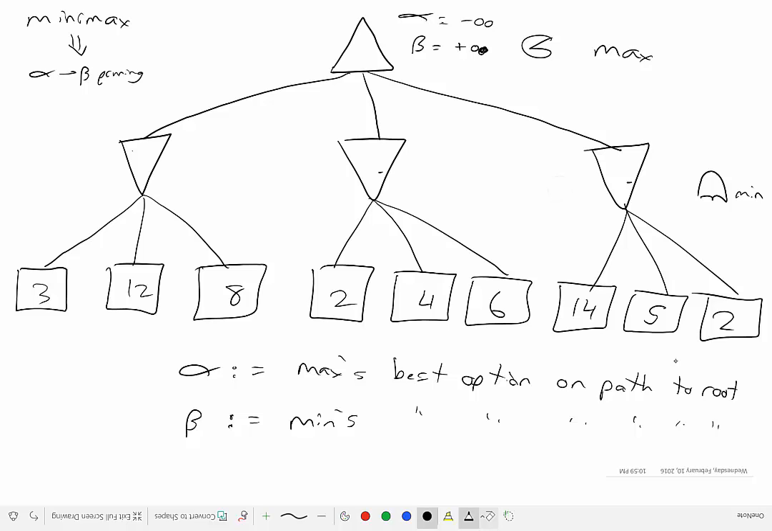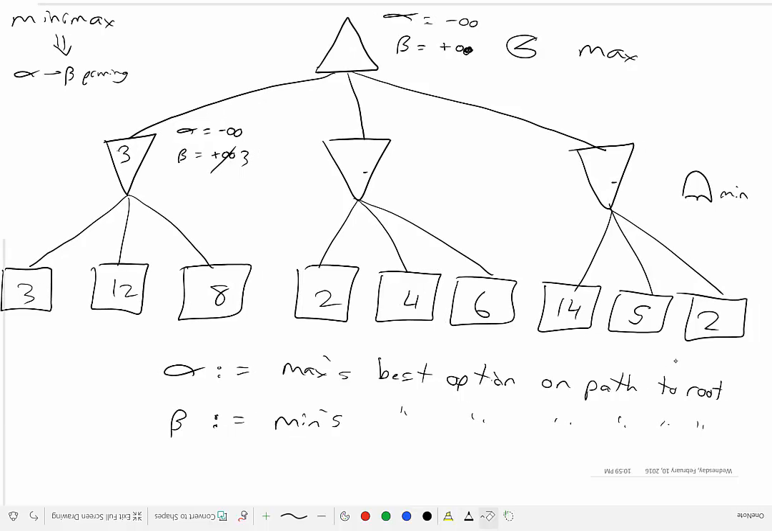Okay. So now we search to the left and we pass down the values of alpha and beta. So alpha is minus infinity and beta is plus infinity. Now we're at the min layer. You only update alpha if you're at the max layer and you only update beta if you're at the min layer. So we're at the min layer and beta is Min's best option. So we look at 3. What's better, 3 or plus infinity? Clearly 3, so beta becomes 3. Now we look at 12. What's better, 3 or 12? 3 is better, so we keep it. What's better, 8 or 3? 3 is better. So the value of this node is 3.